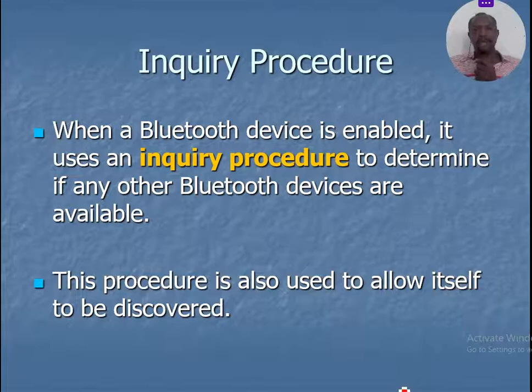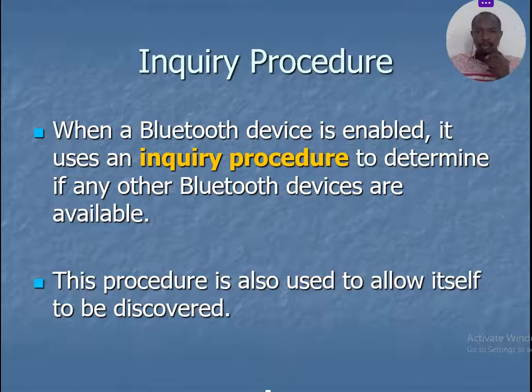Now let's look at the query procedure. Before Bluetooth can work, it first sets up a relationship. You know, Bluetooth is a technology between 2 devices that operates wirelessly to send data, files, graphics, videos, whatever you have in one device to be sent to another. Now, in order for this to happen, the first thing that is established is called the query procedure.